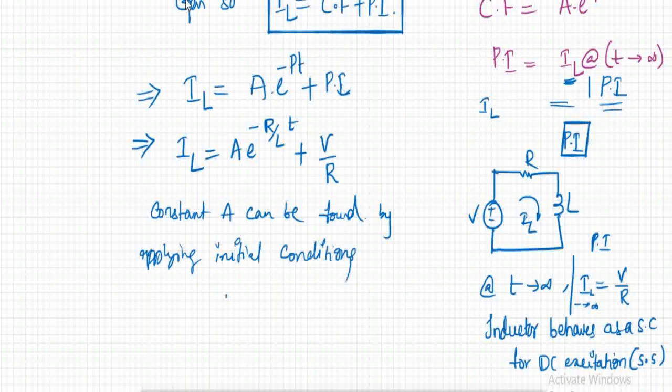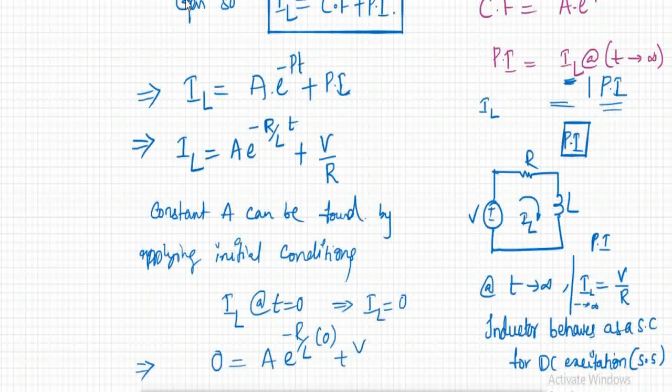So at the initial conditions, what is happening? What is the value of IL at t is equal to 0? So IL is 0 even after switching the circuit. So let us apply that condition here. IL is 0 at A e power minus R by L, T value is 0, plus V by R.